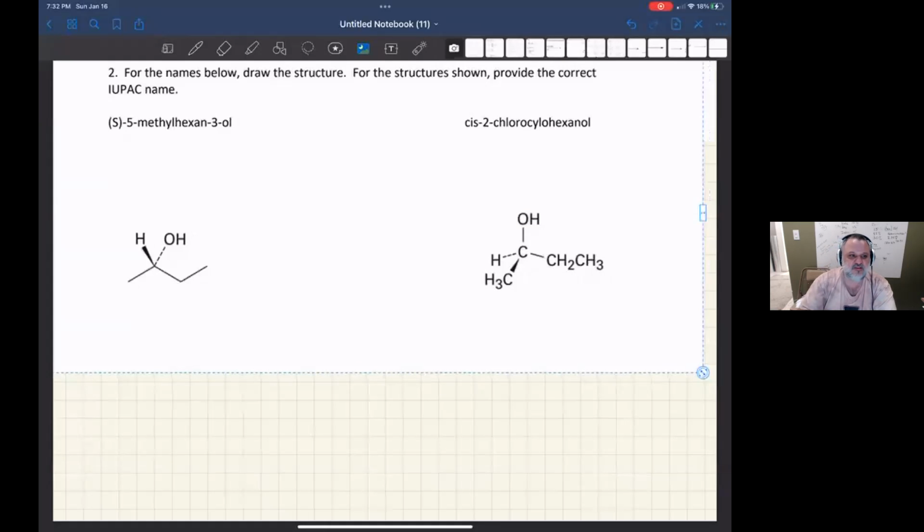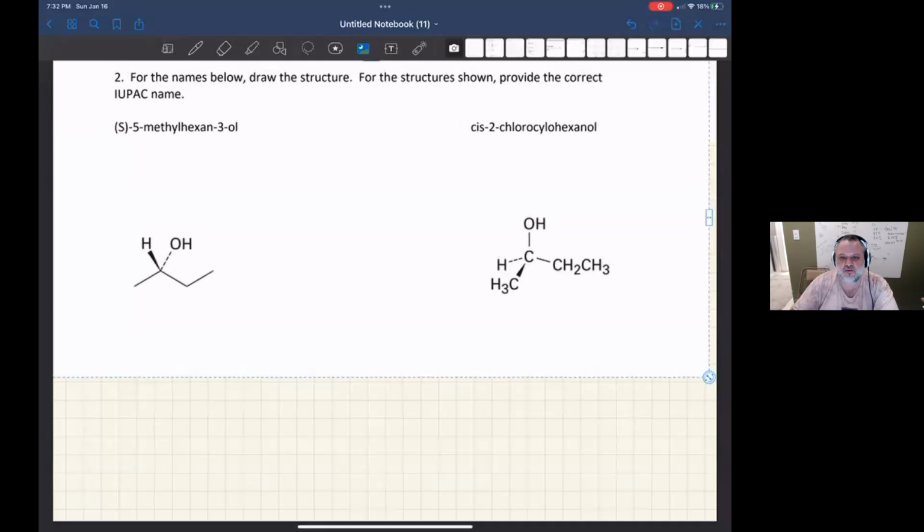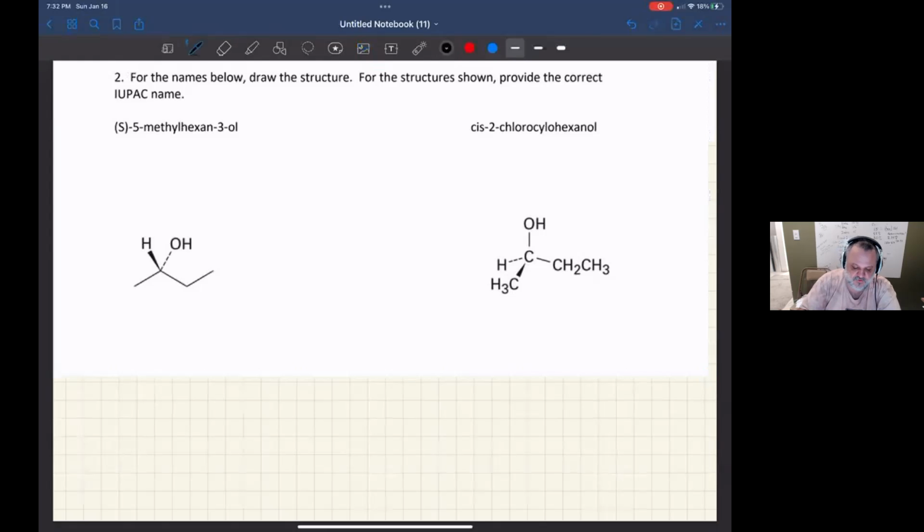Okay, we got some naming to do, so let's get doing some naming and get on to drawing some structures. Let's start off with the drawing. This one is S-5-methylhexan-3-ol. OL is the suffix for alcohols. It's a hexanol, so 1, 2, 3, 4, 5, 6. It's got a methyl at the fifth position, and it also has a chiral center. Is that chiral center at the fifth position? No, it's not. The chiral center is here at the third position where the alcohol is.